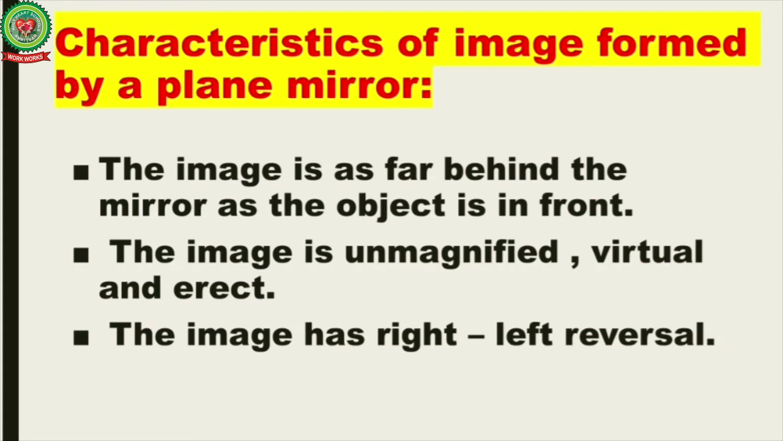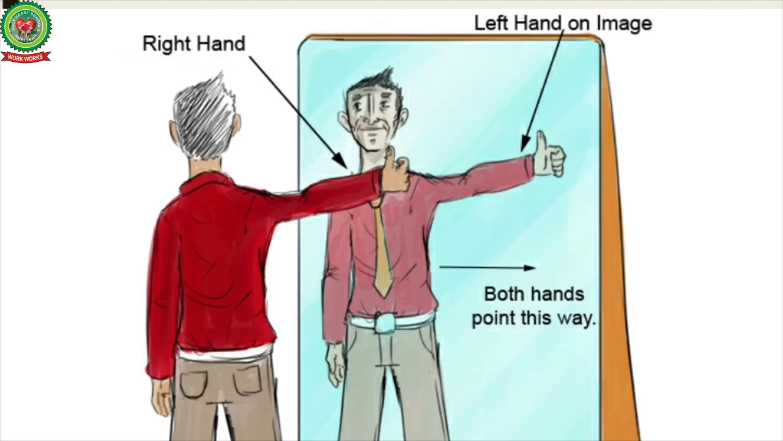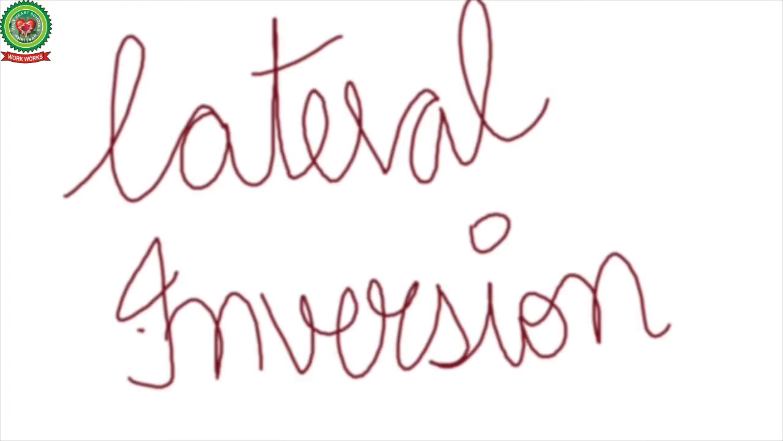The third is the image has right-left reversal. Students, it means that when an object is placed in front of a plane mirror, then the right side of the object appears to become the left side of the image, and the left side of the object appears to become the right side of the image, and this image formation is called lateral inversion.